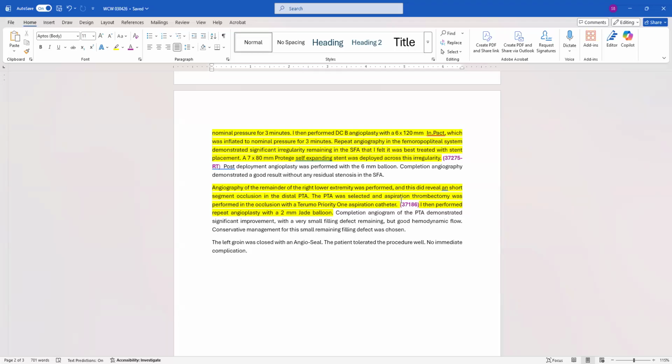So all three procedures were performed in this femoral popliteal segment here. And this is going to be a straightforward lesion. We know that from our findings. And so that's going to end up being coded with 37275, which is going to be for angioplasty, atherectomy, and stent, all performed in the same vessel.